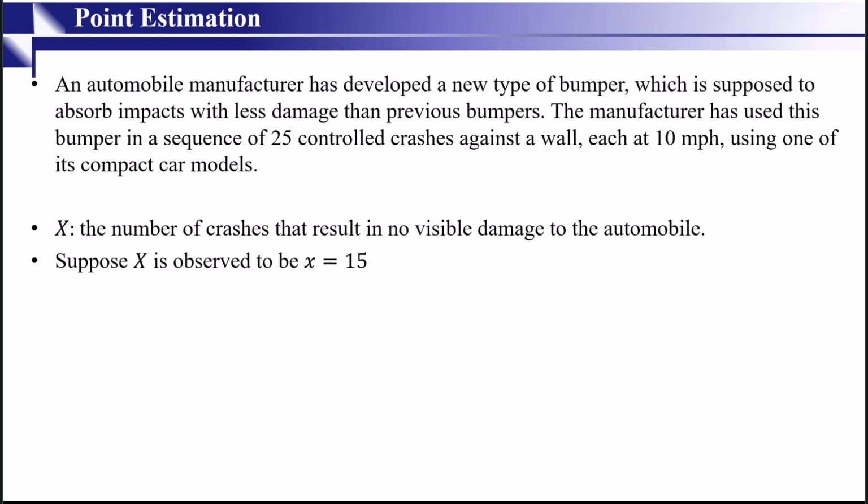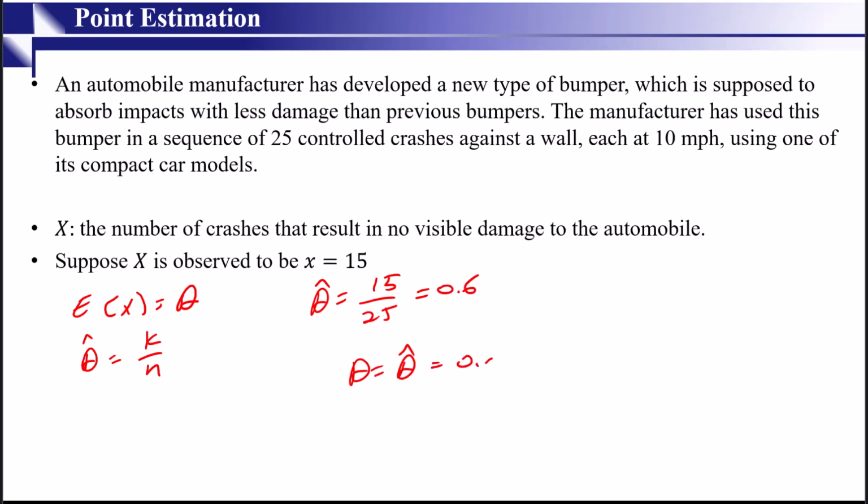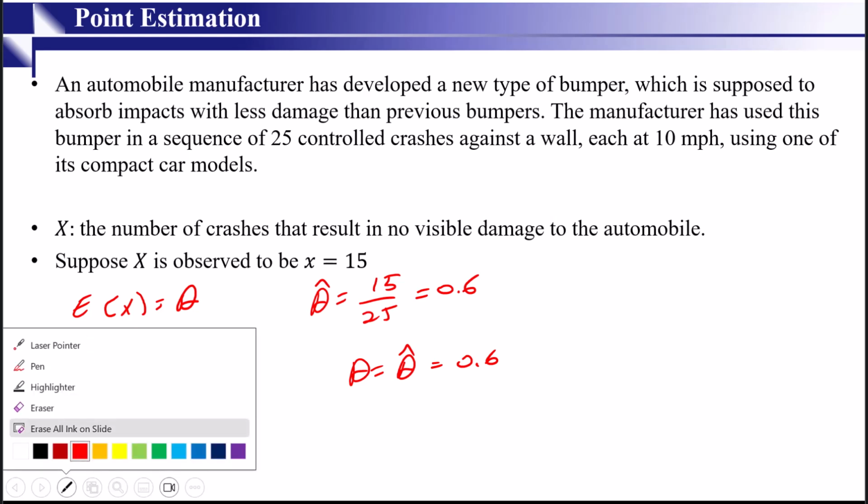Next, I want to try the method of moments and maximum likelihood for this problem. For the method of moments, we equate the population moment, that is E[X] equal to theta, to the sample moment that we found, theta hat equal to k divided by n. So very easy. Theta is equal to 15 divided by 25, which is 0.6. And we said theta is equal to theta hat is equal to 0.6. That's all, right? So this is the method of moments.